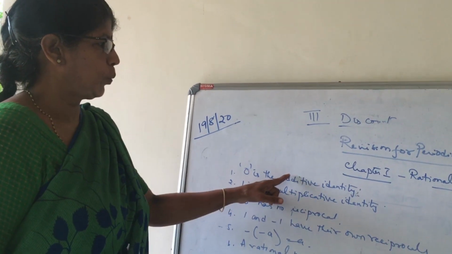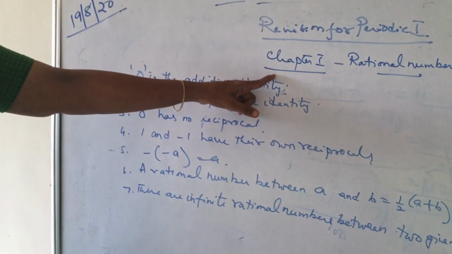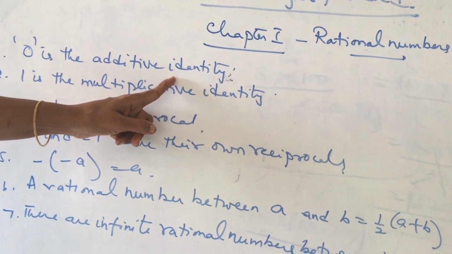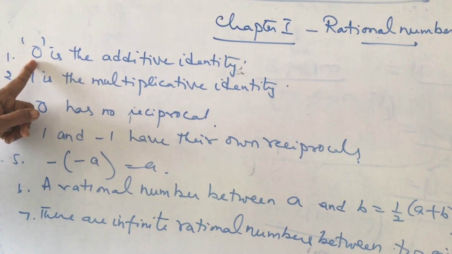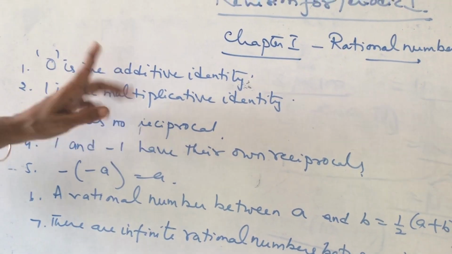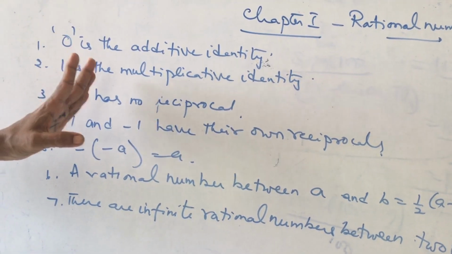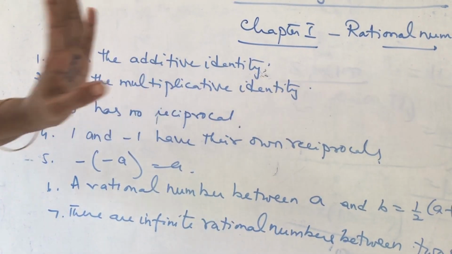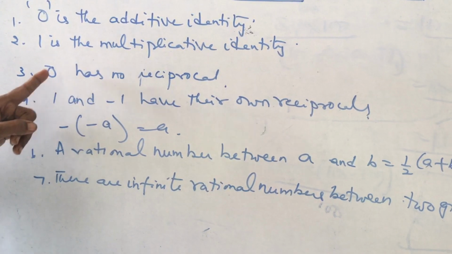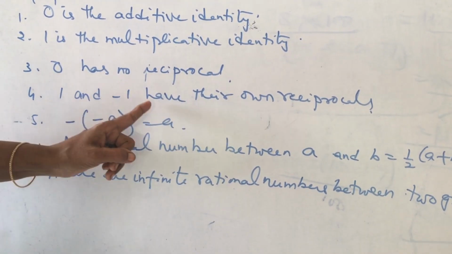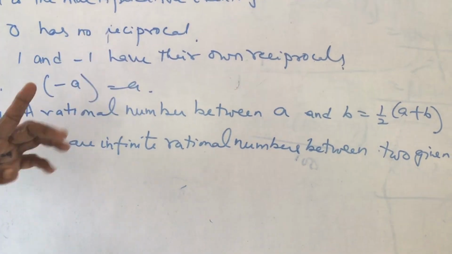Revision for chapter 1, children: rational numbers. 0 is the additive identity. 0 when added to any number gives the same number. Any rational multiplied by 1 gives the rational. So 1 is the multiplicative identity. 0 has no reciprocal. Fourth, 1 and minus 1 have their own reciprocals.